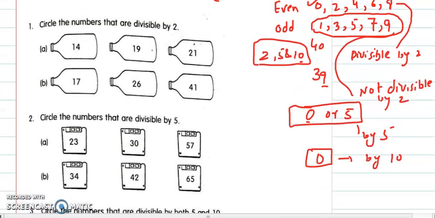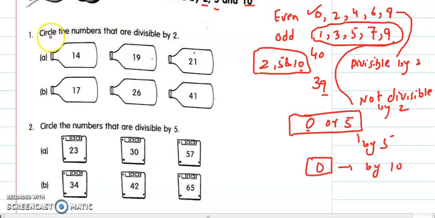So here is page number 47 of the activity book. You can see it right now. The question is: circle the numbers that are divisible by 2. It means we will circle the numbers which are even numbers only, whose ending digit is 0, 2, 4, 6 or 8. So this number has the ending digit 4, so I can circle this one. This is divisible by 2. This has the last digit 9, so it's not divisible by 2. This is also not divisible by 2, this is also not, but this is divisible by 2 because the last digit is 6. So this is also not divisible by 2.